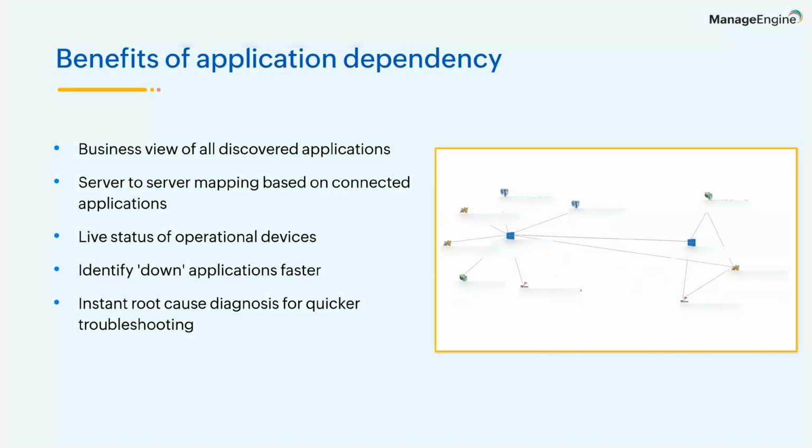Now that we've covered the discovery part and how you can onboard, the dependency mapping is going to give you a business view of all the discovered applications. It's going to show you how server-to-server communication happens, how an application connects to a server, or an application-to-application dependency. This business view could show you a live status of your operational devices, and it will also help you identify any applications or devices that are down.